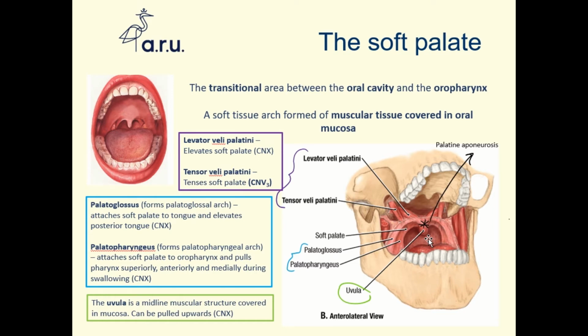But there's one exception, the tensor veli palatini, which contributes to the elevation of the soft palate along with the levator veli palatini. The tensor veli palatini is innervated by the 5th cranial nerve, which is the trigeminal nerve. The trigeminal nerve has different branches, and as the name indicates, it gives off three branches, V1, V2, and V3. The V3 branch of trigeminal is known as the mandibular nerve, and the mandibular nerve contributes to the innervation of the tensor veli palatini muscle.